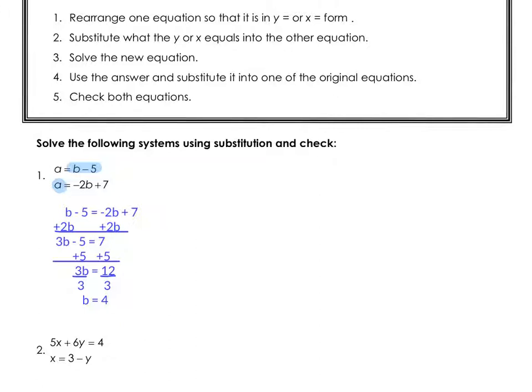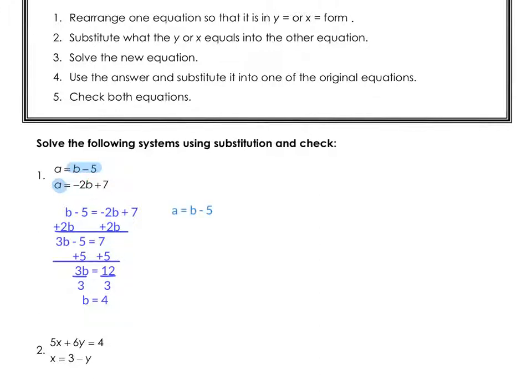So that was my step 1 is done. I rearranged, I substituted what it was into the other equation and solved a new equation. So I have steps 1 through 3. Now I'm not done yet. I need to use the answer to substitute into one of the original equations. It doesn't matter which one you use. Either one is fine. I'm just going to use the top one because it seems like it's a little bit easier since b is by itself. But it really doesn't matter either way.